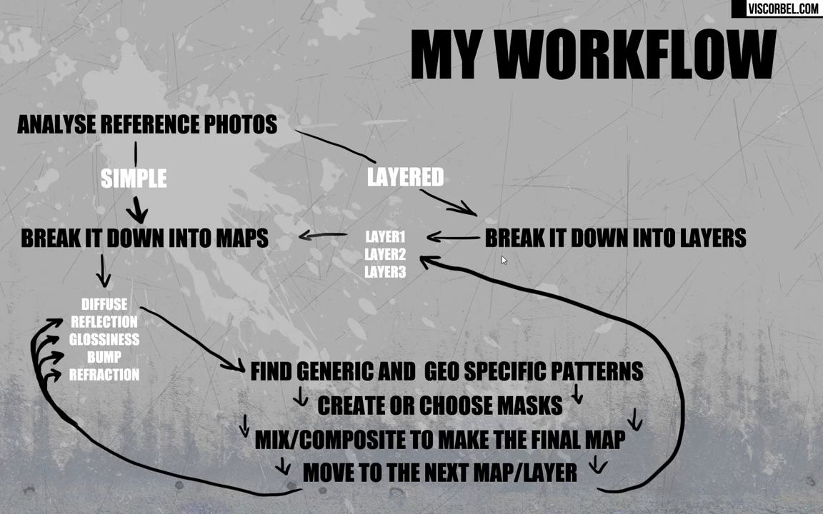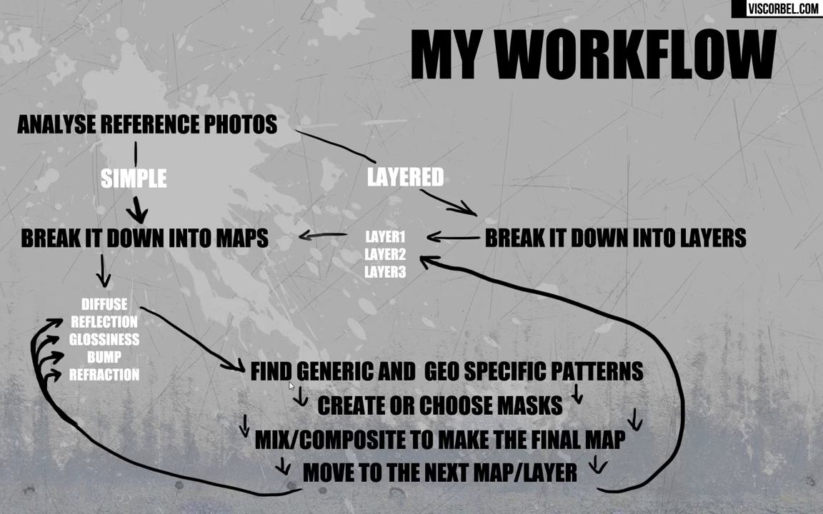Okay, so if the material is layered, just break it down into layers, and then one by one start with the first layer and break it down into maps. If the material is simple, you just break it down into maps right away. So try to figure out how the diffuse, reflection, refraction and bump maps should look. And for each map, try to find some generic patterns that are repeated all over the object, and the geometry specific patterns that are concentrated along the edges, for example, or patina concentrated in the occluded or concave areas. And then I create or choose masks to create those patterns.